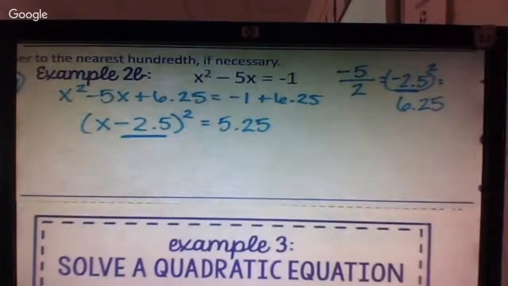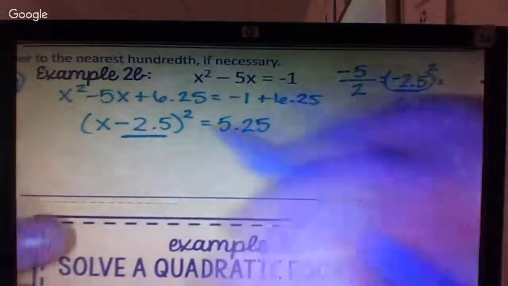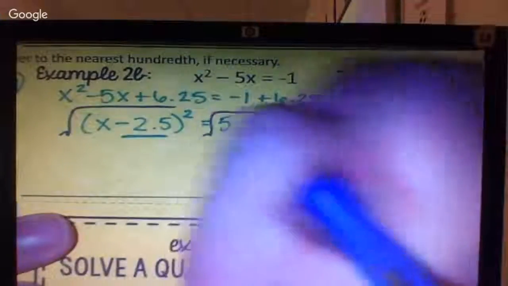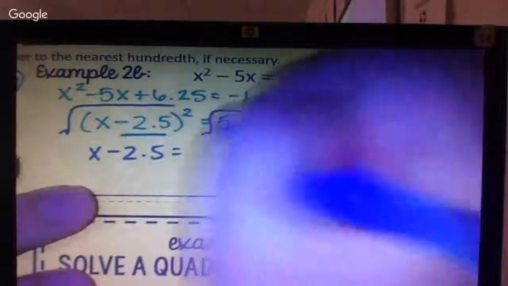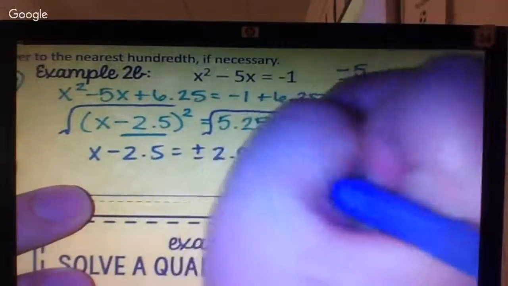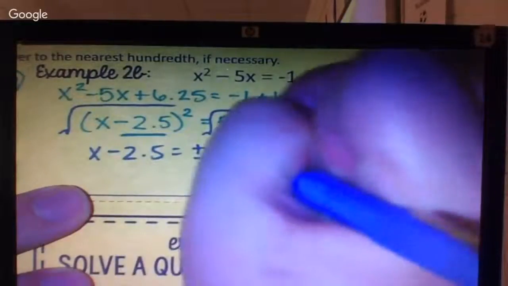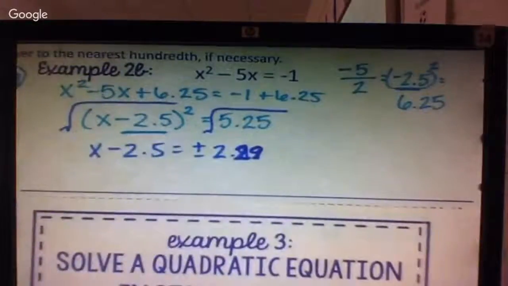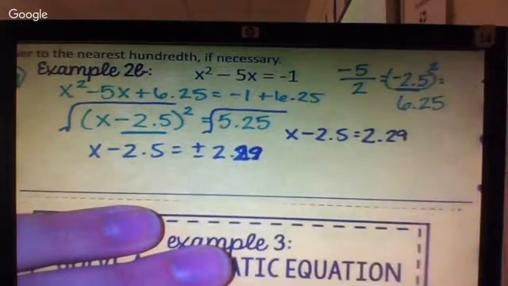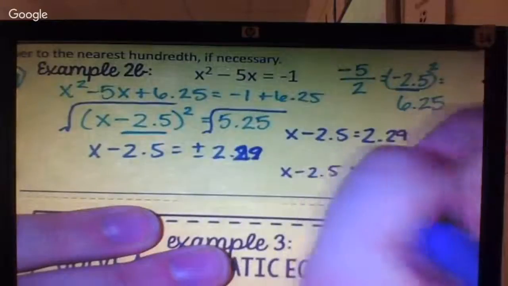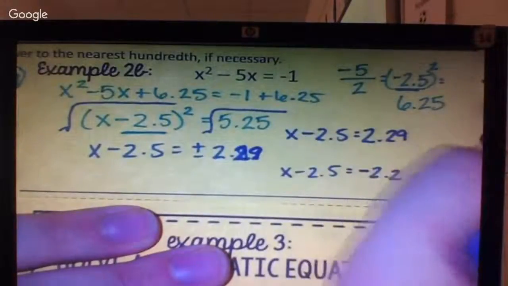Okay. Now that we have it set up, we need to actually solve it. To get rid of this square, we have to take the square root. That leaves me x minus 2.5 equals plus or minus 2.29. So now it breaks into two separate answers. We've got x minus 2.5 equals positive 2.29, and x minus 2.5 equals negative 2.29.